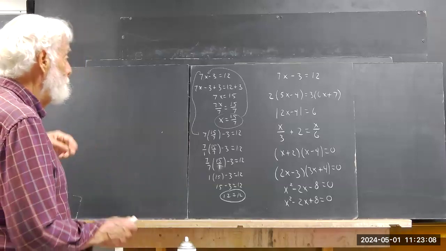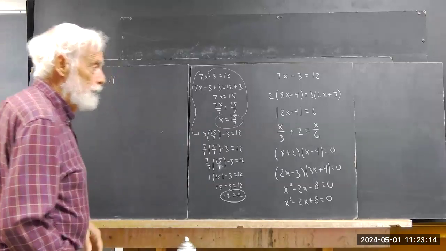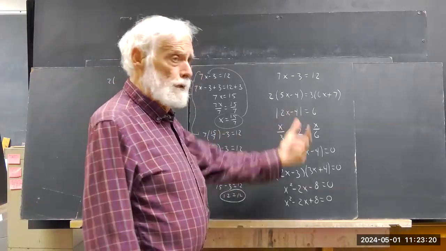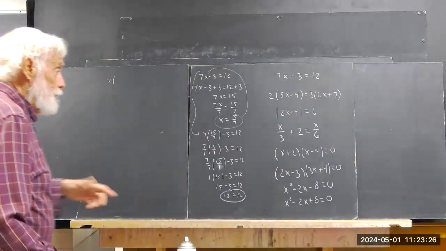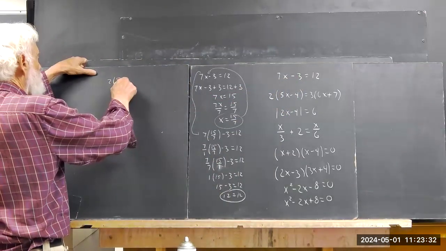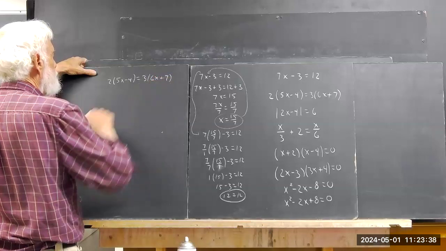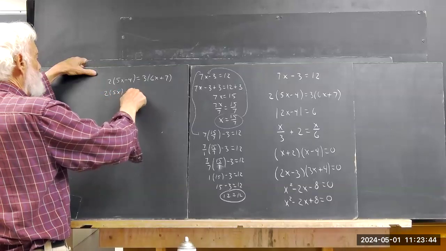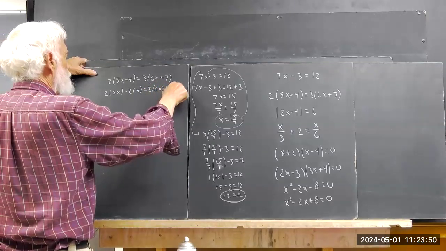Now, second problem, and I pretty much got this. When I had to give a hint to some people, I said, you know, I don't know what to do with this. Well, use the distributive law. That's all I said. And everybody got it. So you have to know that's the instance of the distributive law. So you got 2 times the quantity 5x minus 4, equals 3 times the quantity 6x plus 7. You multiply by 2. It's 2 times 5x minus 2 times 4. It's 3 times 6x plus 3 times 7.